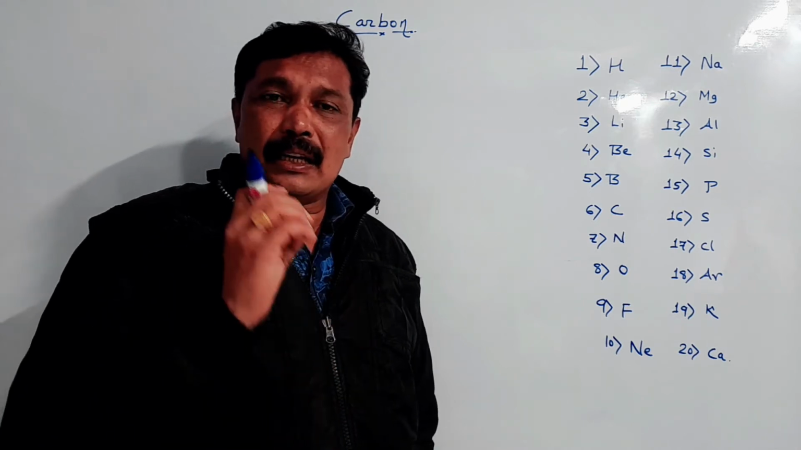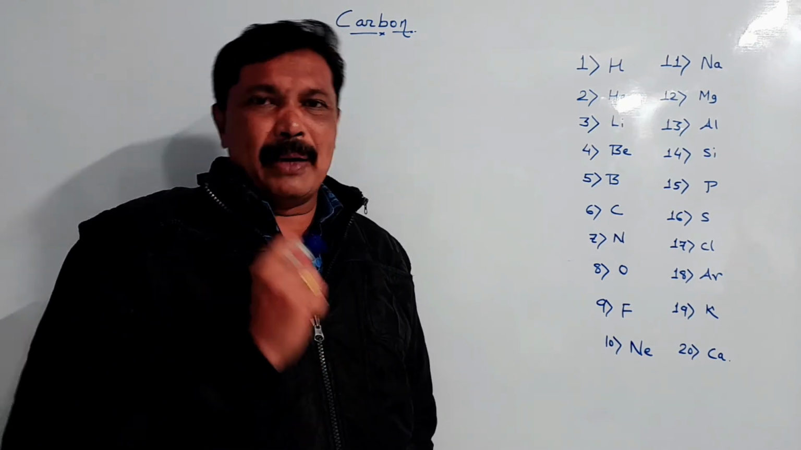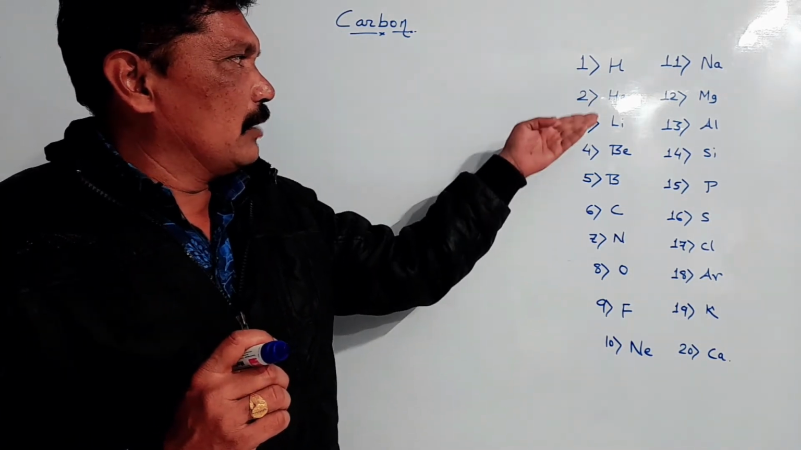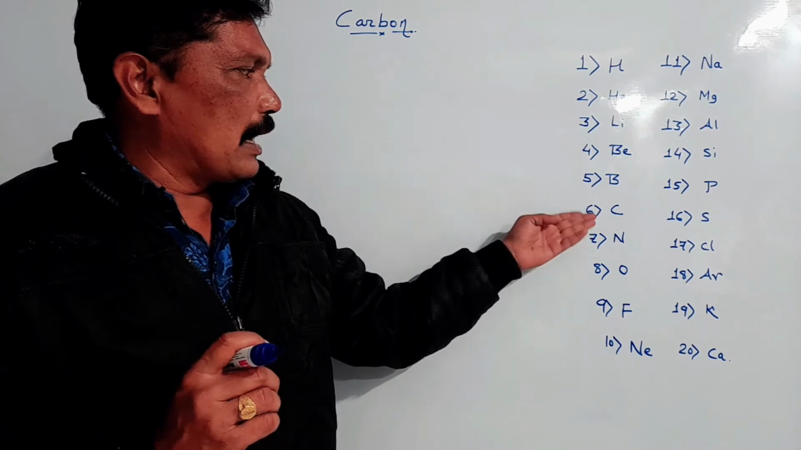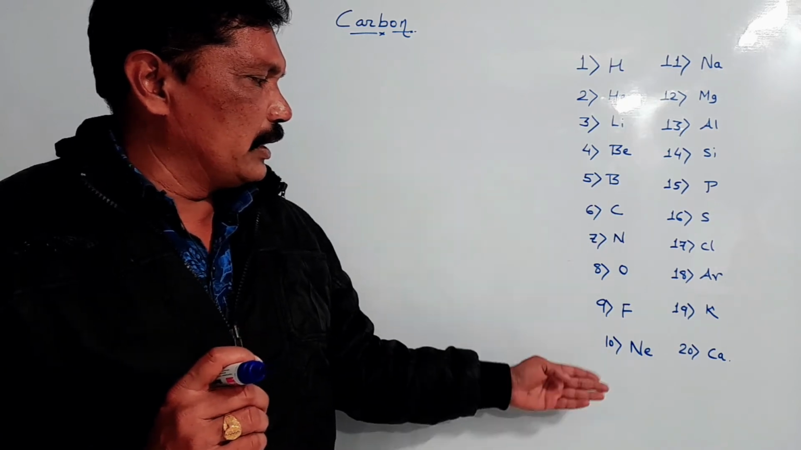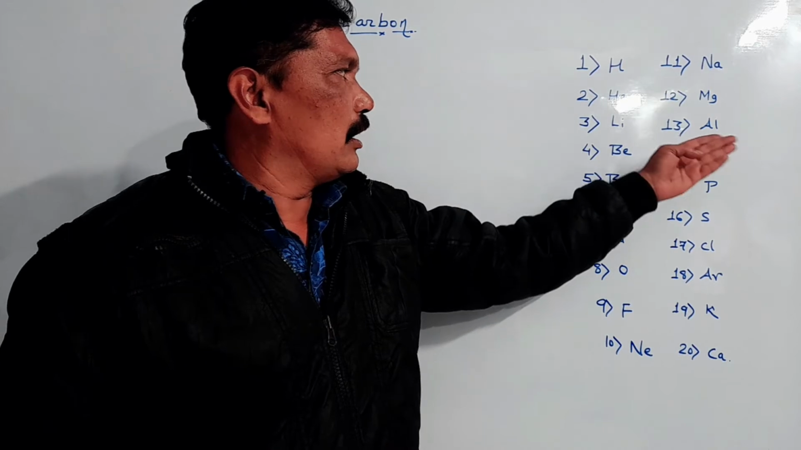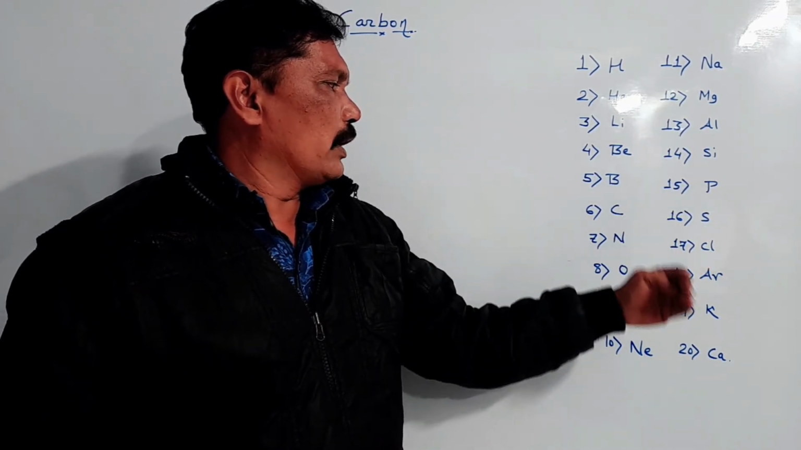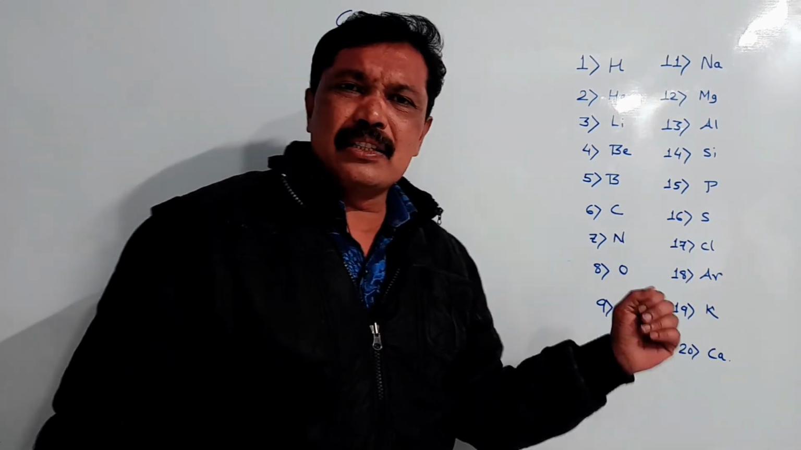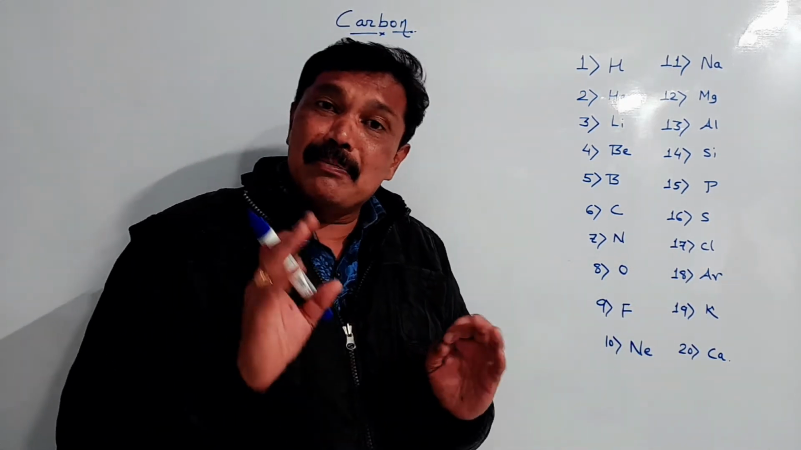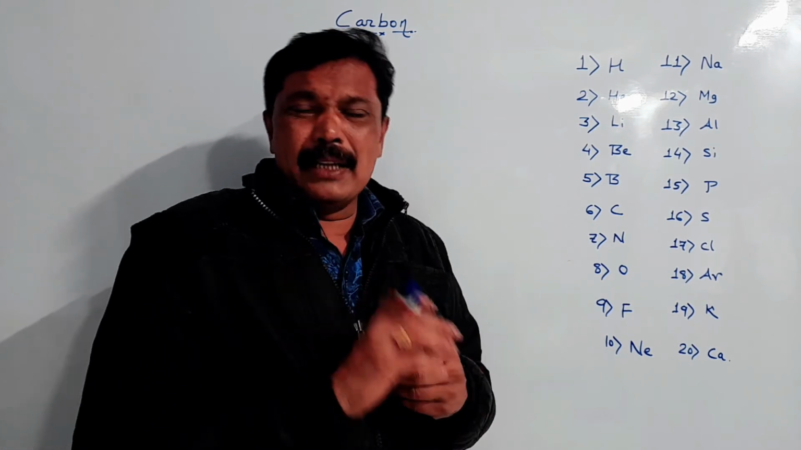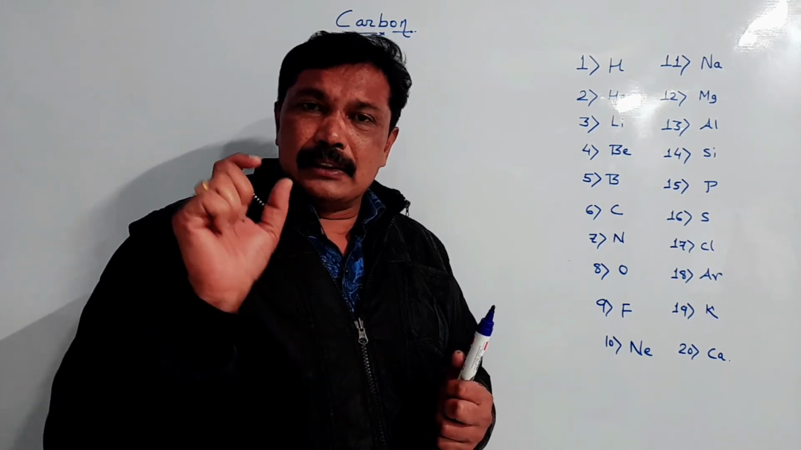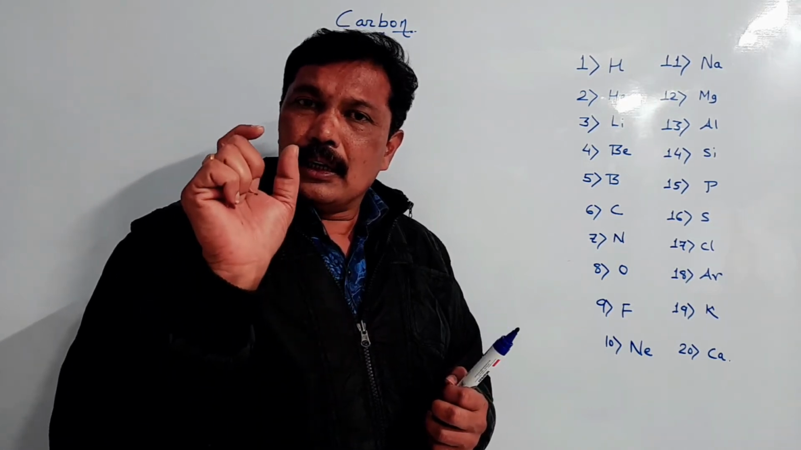These elements are represented by alphabets, and if you see these alphabets: hydrogen, helium, lithium, beryllium, boron, carbon, nitrogen, oxygen, fluorine, neon, sodium, magnesium, aluminium, silicon, phosphorus, sulfur, chlorine, argon, potassium and calcium. This can be considered as the ABCD of chemistry. My dear student, the spelling of an element is considered to denote the element.